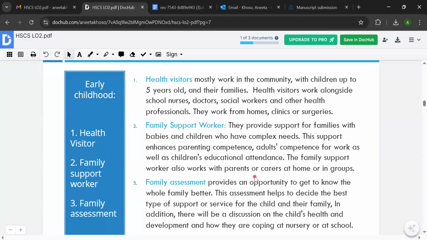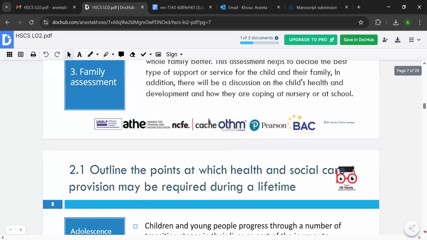They can support children's educational attendance. They provide work support. They provide care support. And then there's family assessment. So all of this happens during early childhood. Family assessment provides an opportunity where you get to know the whole family in a better way. And this is all to support them and the family and the child's health as well.